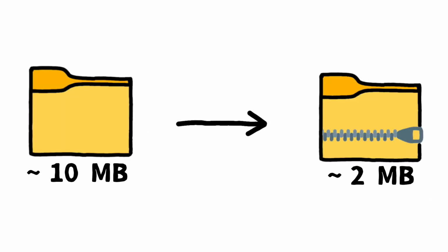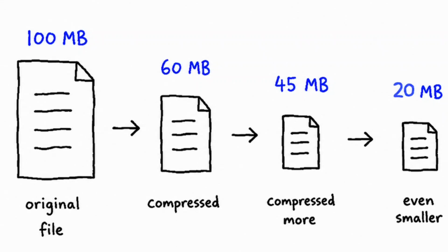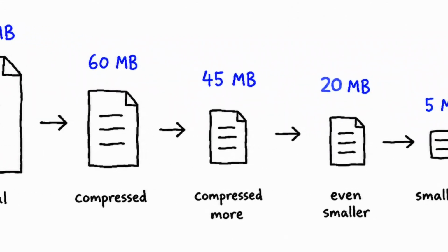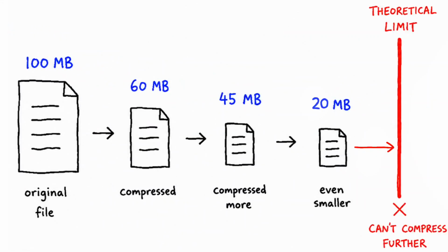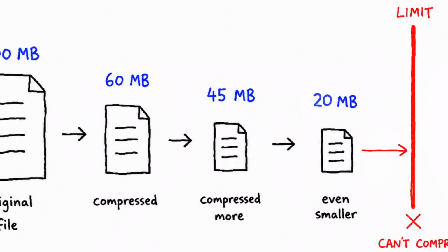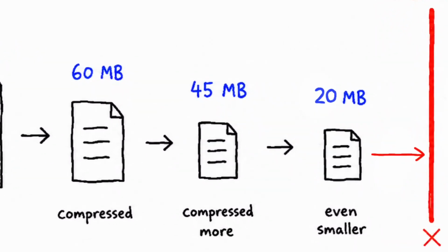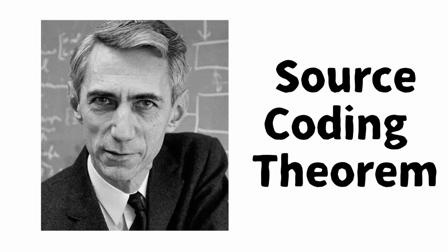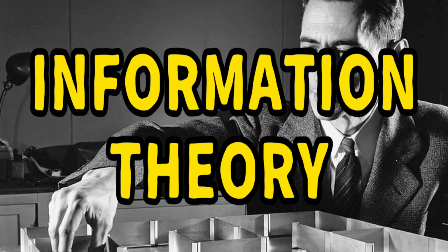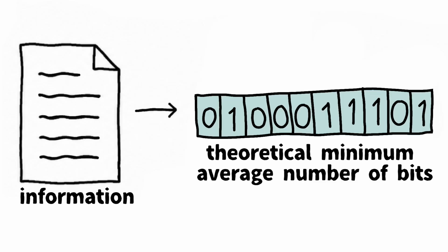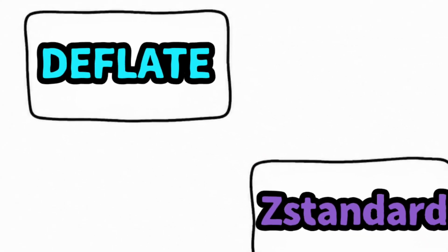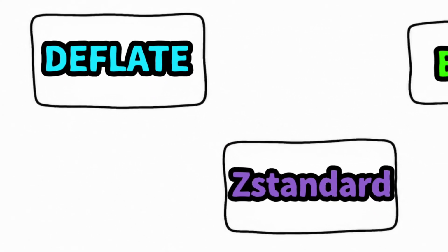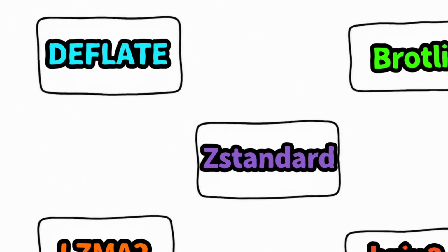But if compression keeps saving bits, what stops us from shrinking every file to almost nothing? It turns out there is a fundamental limit to how much a file can be compressed without losing information. This idea comes from Claude Shannon's source coding theorem, one of the foundations of information theory. It tells us that every piece of information has a theoretical minimum average number of bits needed to represent it perfectly. Modern compression algorithms can get surprisingly close to that limit, but they can never go beyond that limit.